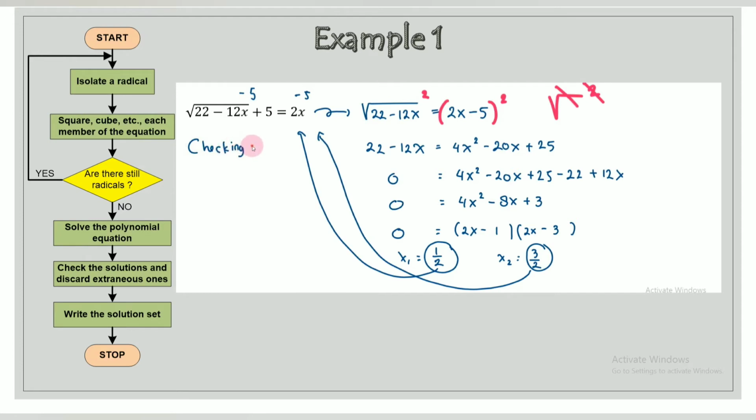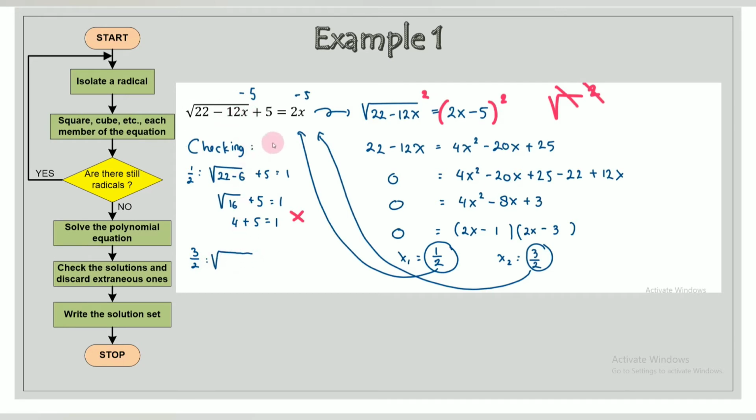So if I put half into the original one, it will be square root of 22 minus 12 times half is just 6, right? Plus 5 equals 2 times half is 1. So in the end we have square root of 22 minus 6 is 16. So yeah, it's 4 plus 5 equals 1. Now this doesn't make sense. This doesn't satisfy the equation. So half we have to exclude, because we have to discard it. It is an extraneous one.